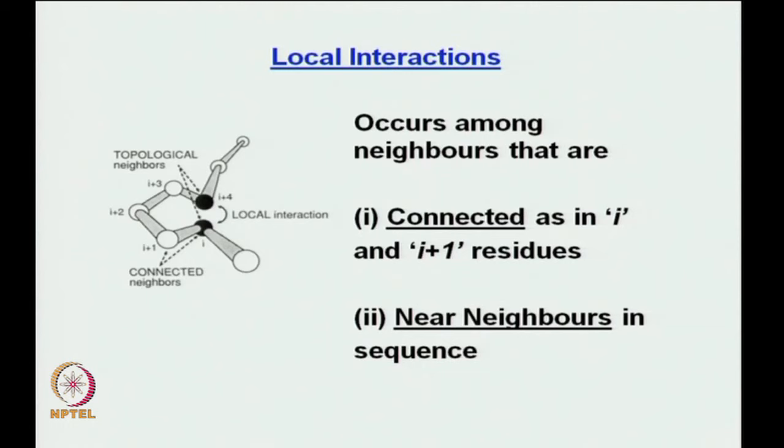Obviously, if you have local interactions, we will also be having non-local interactions. So, the way we define local interactions is this: it occurs among neighbors that are connected. If you have a jth residue or an ith residue as shown out here, and it is connected to i plus 1, it is a neighbor. So, it is a local interaction.